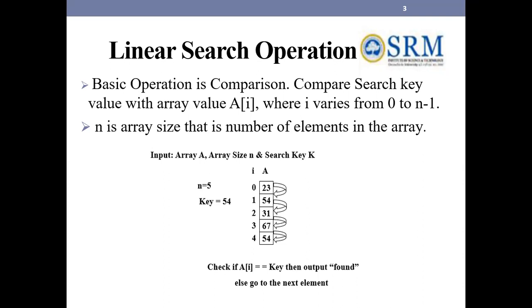For example, we are searching for key value 5. So compare 5 with 23, not equal, 5 and 54 not equal, 5 and 31 not equal, 5 and 67 not equal, 5 and 54 not equal. The entire array will be traversed. The element is not present. In that case, the algorithm displays that the search key K is not present in the array. See the code. Check if A of i is equal to key, then output found. Else go and get the next value and compare with the search key K. This is the basic operation of linear search.